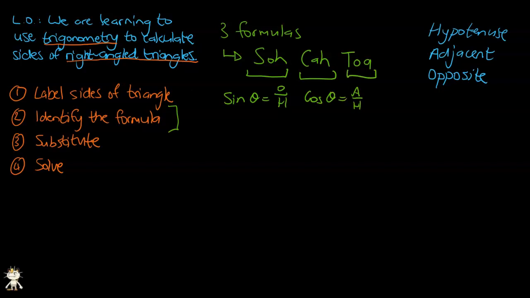And then the last one, TOA: tan angle equals the opposite over adjacent. So at this stage, I suggest you pause the video and have a look on your calculator for buttons that say sine, cos, and tan, because those buttons on your calculator are going to be really, really important for helping us solve these types of questions.